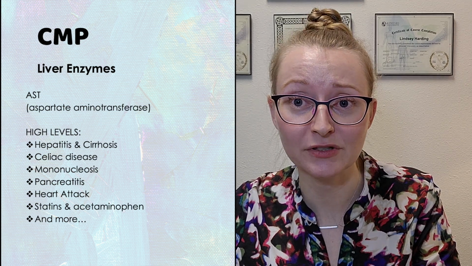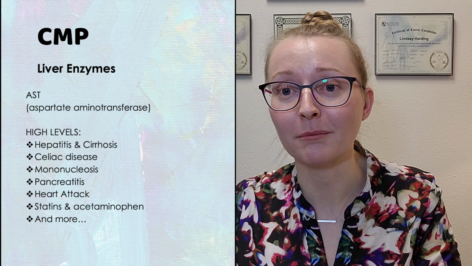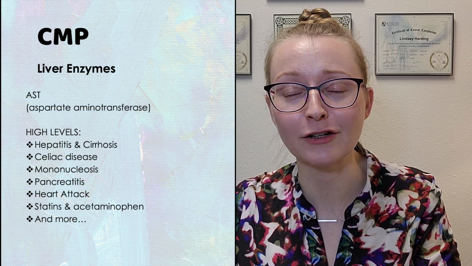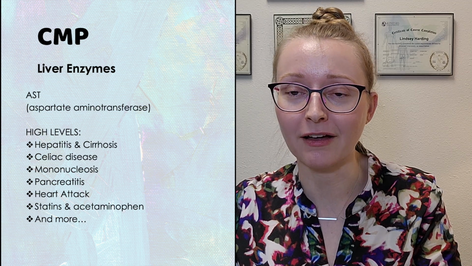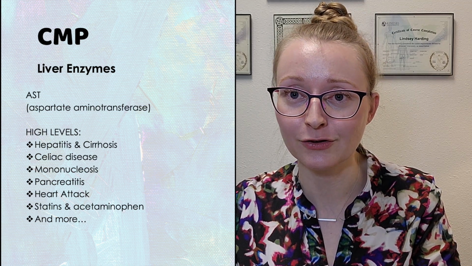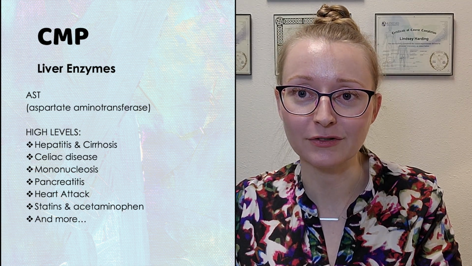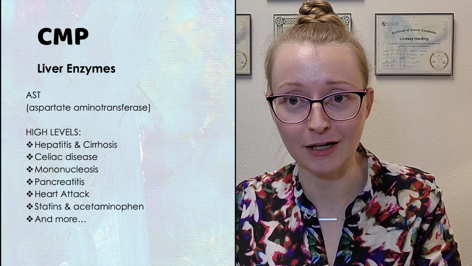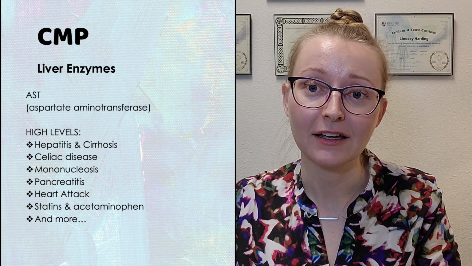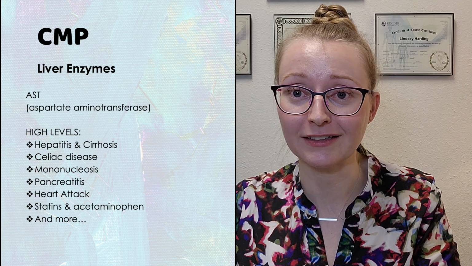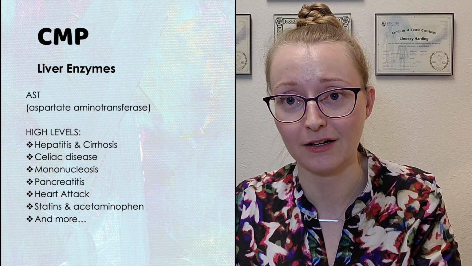AST is aspartate aminotransferase. This is an enzyme that's found mainly in the liver, but also in the heart, in your pancreas, and some muscle. So again, it's an enzyme that leaks out of the tissue when the tissue is damaged. So it's most commonly associated with liver disease and liver damage, such as hepatitis, but high levels of AST can also be reflected in blood work after heart damage, so after a heart attack.